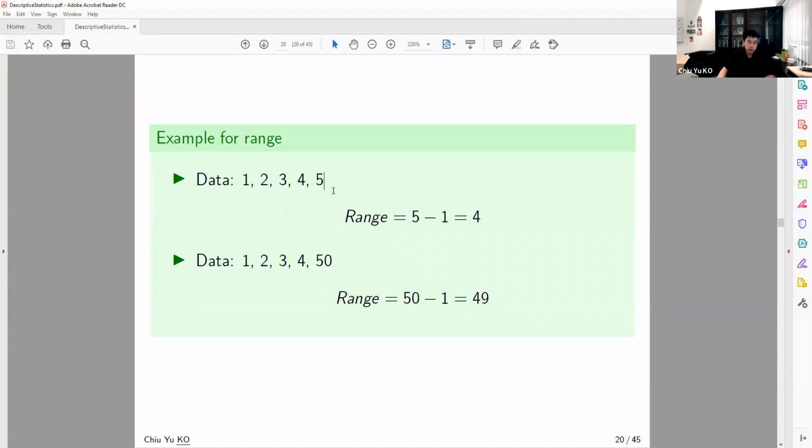So you can see that even though the first 5 observations are the same, the last one is different, and we will see a very different result. The range will be much larger. As in the example before, the mean in the first set is really representative, but this one is not, because you can see the range is 49, compared to the first data set where the range is much smaller, between 1 and 4. So definitely the mean is not a good measure for the second data set, but it's okay for the first one.